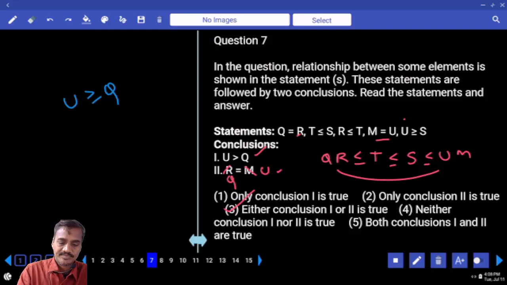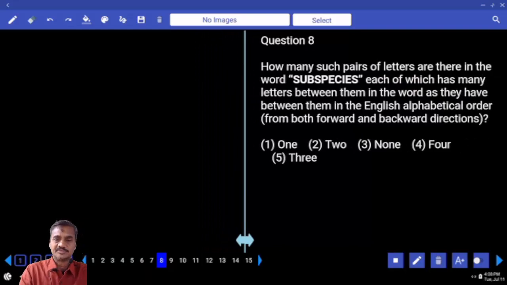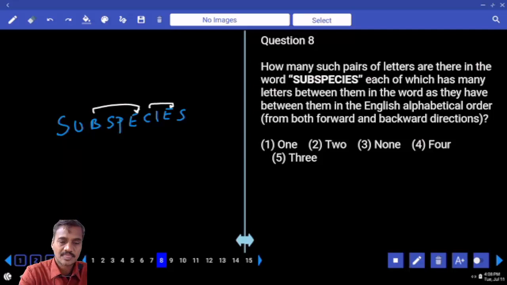Clear? The next one, the 8th one. Now in this 8th one, how many such pairs are there in this word? Subspecies. Starting with S: S, T, U, V, W, X, Y, Z, A. No letter more than this. B, C, D and E. C, D, E, F, G, H, I. S, T, U, V, W, X, Y. P, Q, R, S, T, U. E, F, G, H, I. C, D, E, there is one more. And next one, I, J. So left to right, how many pairs do we have?